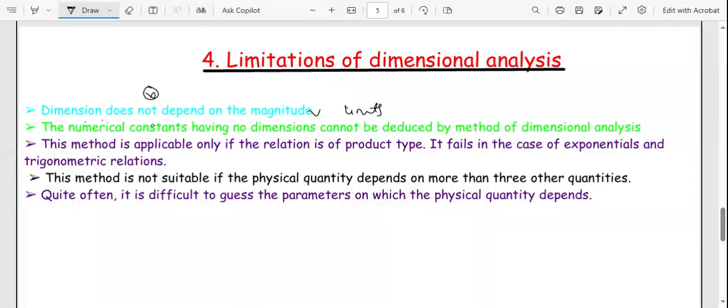Okay, so the numerical constant having no dimensions cannot be deduced by the method of dimension. So that constant, okay, let's say force is equal to k mass times acceleration. So this k, the numerical constant having no dimensions, cannot be deduced by a method of dimension analysis. By the way, we can't even find this. In fact, it invalidates the point that I gave at first, where I said we can derive that, relate it properly.